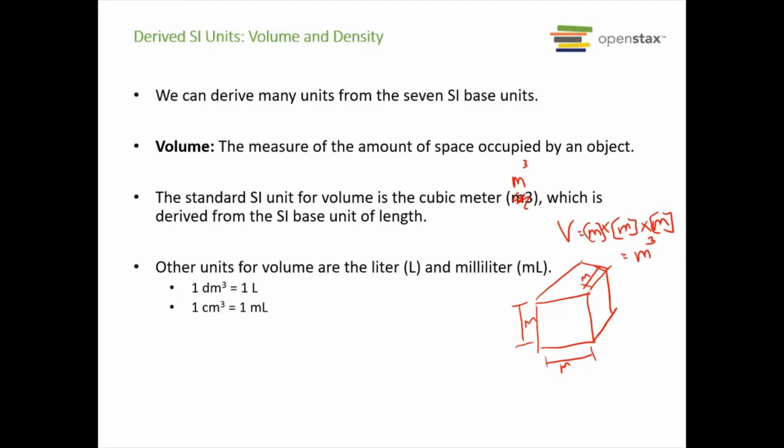Now we also use liters and milliliters for volume. 1 cubic centimeter is the same as 1 milliliter, and 1 cubic decimeter is the same as 1 liter. So oftentimes milliliters and cubic centimeters are used interchangeably.